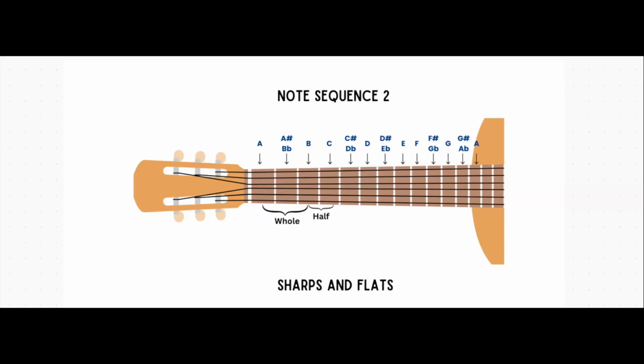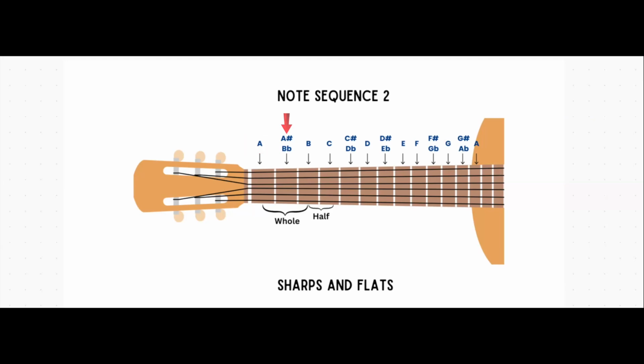So C sharp, D, D sharp, E, F, nothing between E and F. There is no E sharp, no F flat. That doesn't exist. F sharp, G, G sharp, A. Comes back to here, okay?